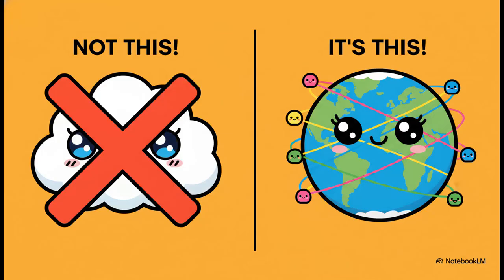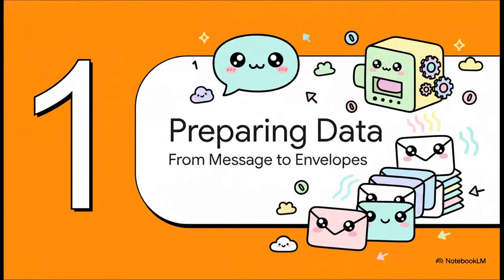Okay, first things first, we've got to get rid of this idea of the cloud. You know, this fuzzy, magical place up in the sky where data lives. It's not that at all. The internet isn't some abstract concept. It's a real, physical, and absolutely massive global system. It was designed from the ground up for one thing: moving information. So let's start at the beginning, preparing data for travel, from a message into little envelopes.